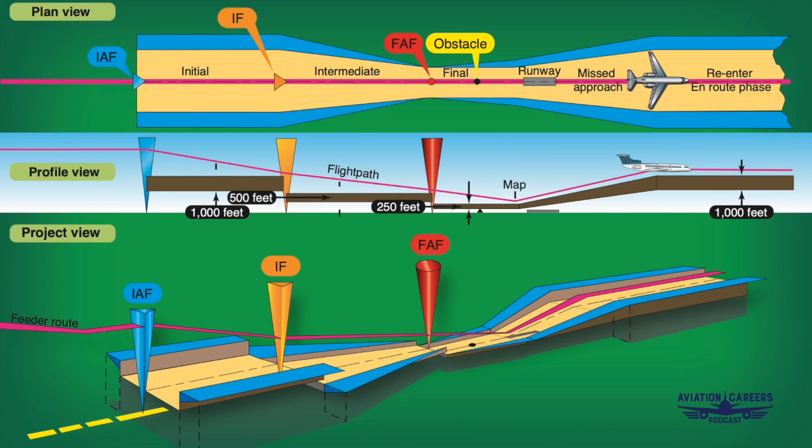So this is actually really cool. If you get a chance, take a look at this. It's in the Instrument Procedures Guide, and you can find that. It's an FAA book, and it's free. Hopefully this has helped, just kind of reviewing. You have your feeder routes to your initial approach fix. That starts your initial approach segment, and then you get to your intermediate fix, that starts your intermediate segment.